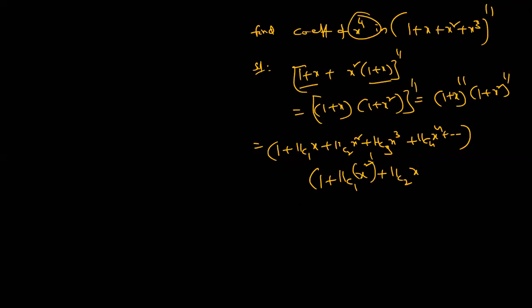(1 + x) whole power 1, whole square. 11C3 into x square whole cube. Up to here; from this one onwards, not required. Now, x power 4 is required. Where is the combination? Anyone? Is the combination getting? That is 11C2. That's all. x power 4 not required.